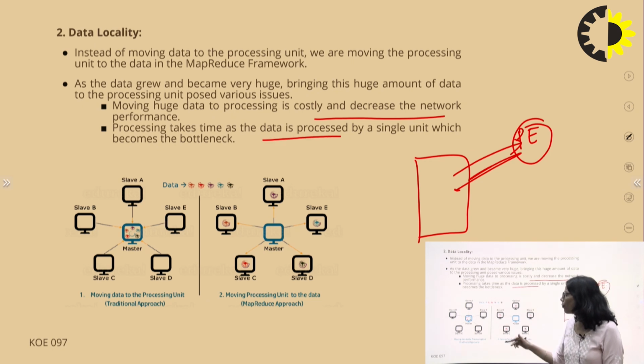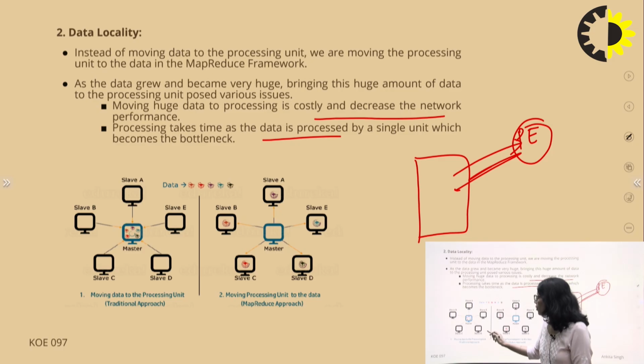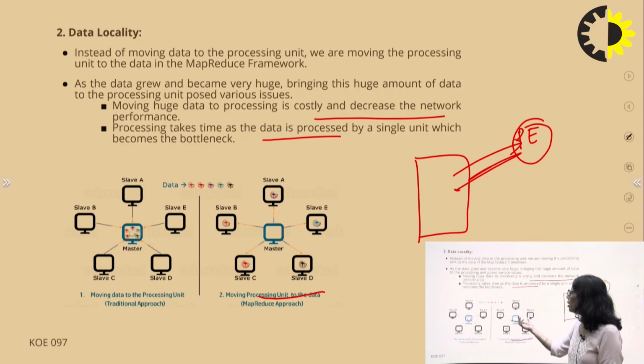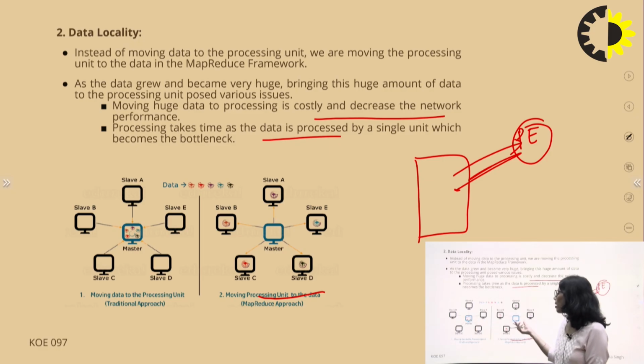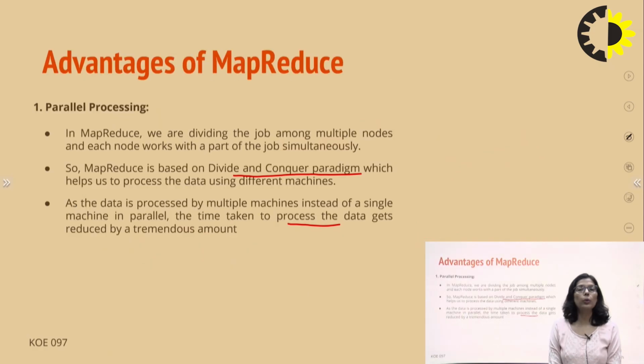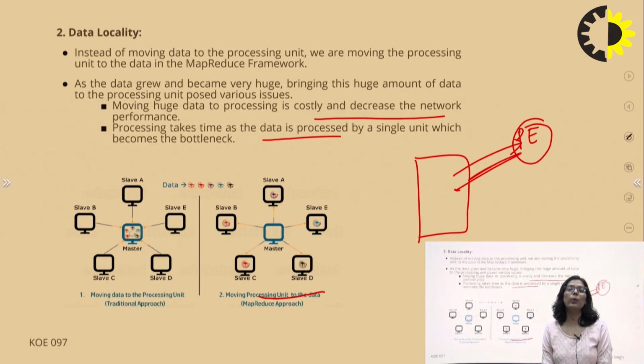So instead of moving the data to the processing unit, we are moving the logic to the data. Earlier we were moving the data to the processing unit; here we are moving the logic to the data. That is your data locality concept. So the advantages of MapReduce are two. First is parallel processing, where we analyze the data in parallel across multiple commodity hardware. In data locality, we are moving the processing logic to the data nodes.